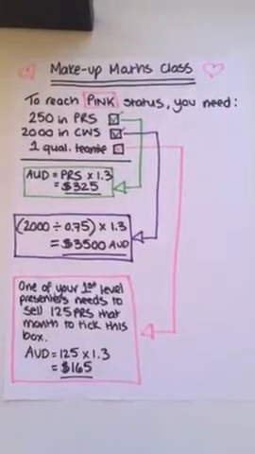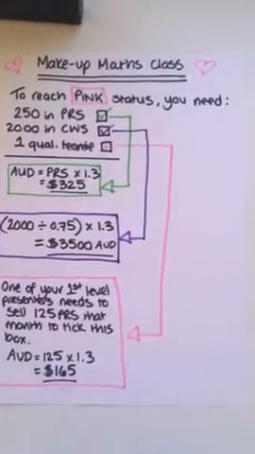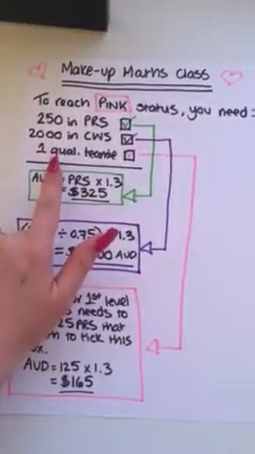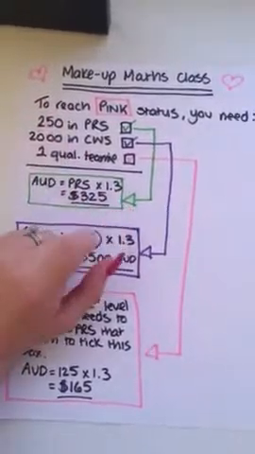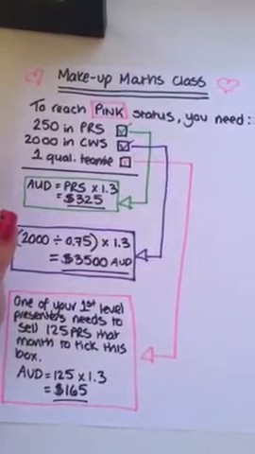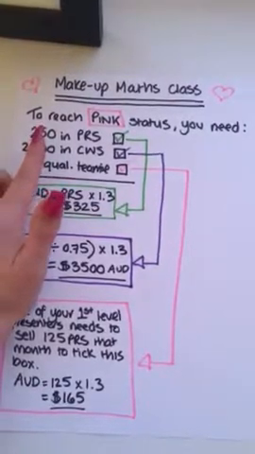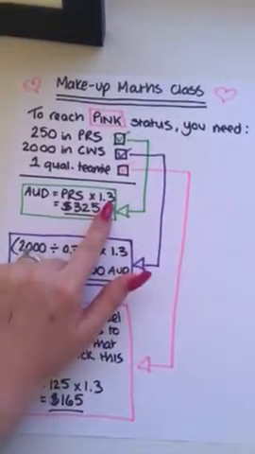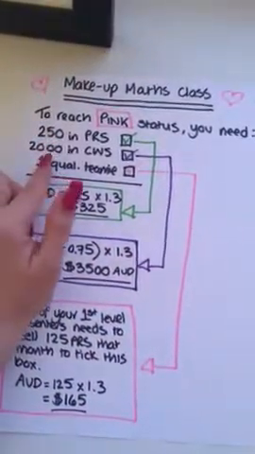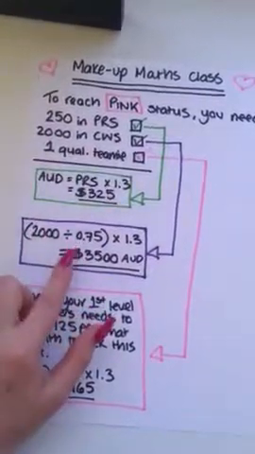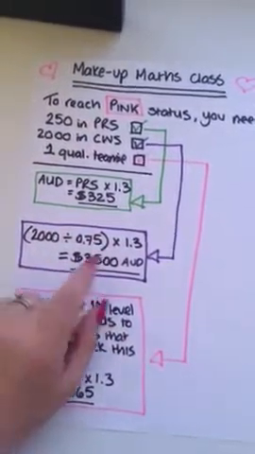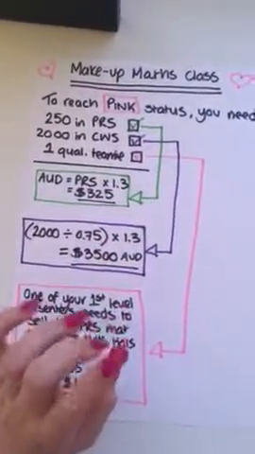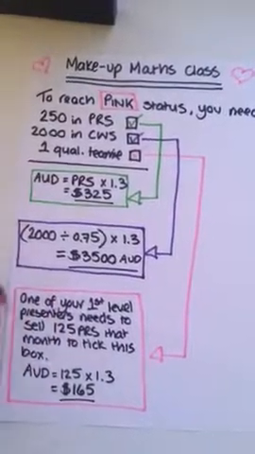I know that you will probably not remember this all just as I've said it now, but use this video to refer back to, and you can change these figures if you're going for blue status or green status. Say you were going for green status, you need 500 in PRS, so you would just do 500 times 1.3, and that tells you what you need in Australian dollars. For green status, you need 10,000 in company sales, so you would do 10,000 divided by 0.75 and then multiply it by 1.3, and that tells you in Australian dollars what you and your whole team need to sell to fulfill that requirement.